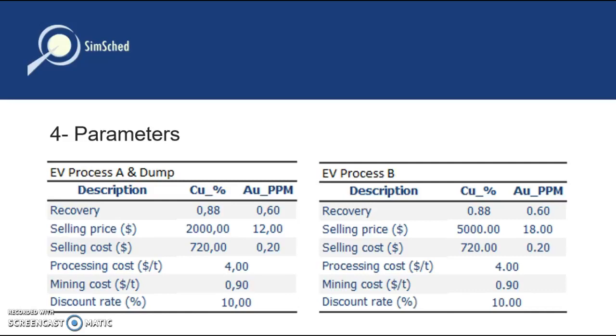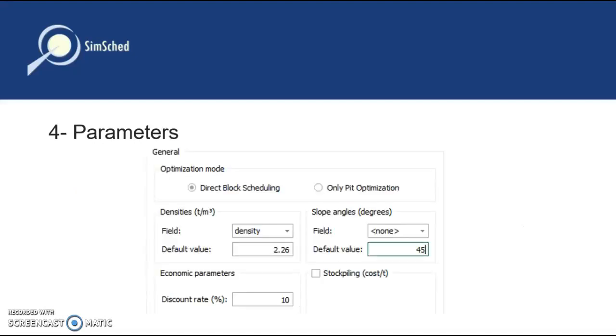My project was divided into two scenarios, scenario A and scenario B, and you can see here some parameters that you need to input on SimSched. As you can see, the recovery, processing cost, mining cost, and discount rate have the same values for both scenarios, because they are the same plant. I decided to change only the price of selling the metal, because of a trend analysis.